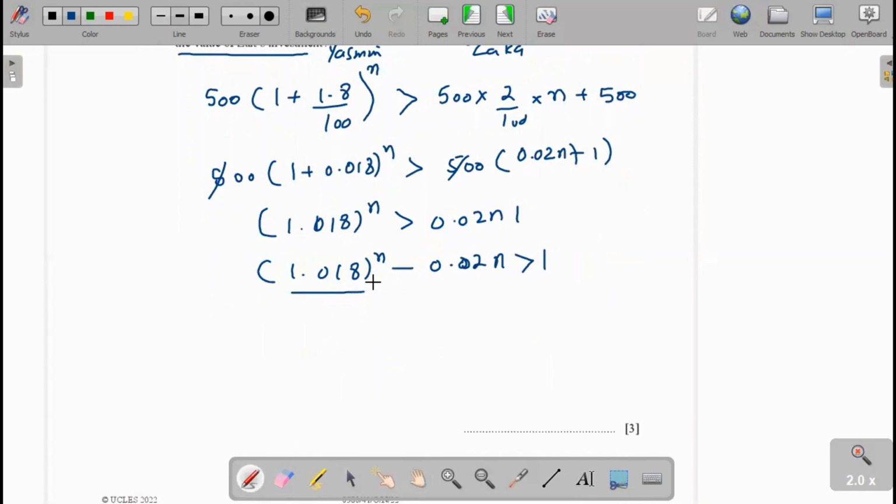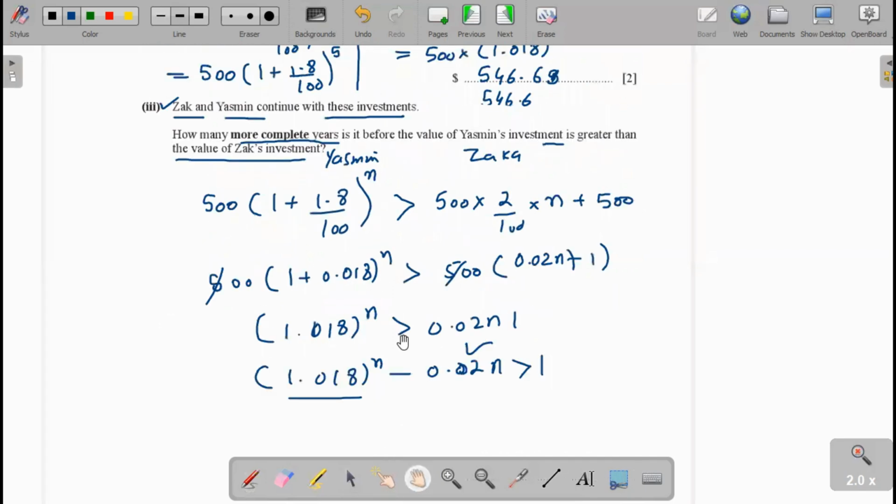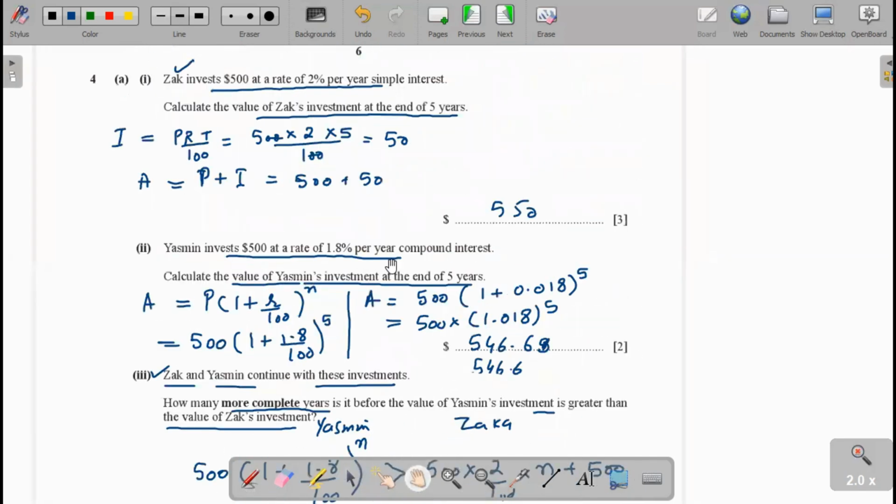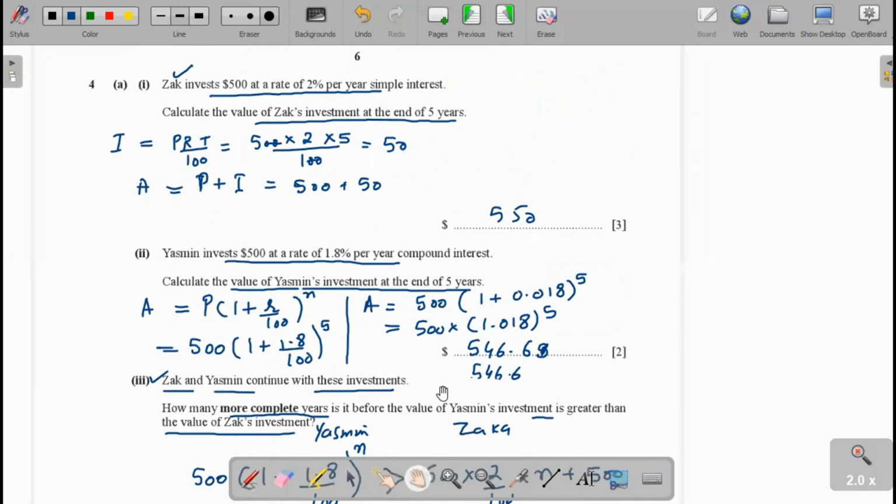Now we can find the value of n by using the trial rule. Using the trial rule, we put the values in these equations and we see when the answer is greater than 1. Now suppose here, you see here, this is the 5-year investment.